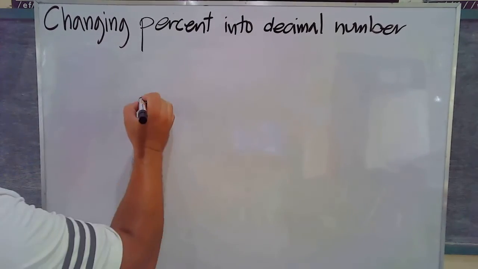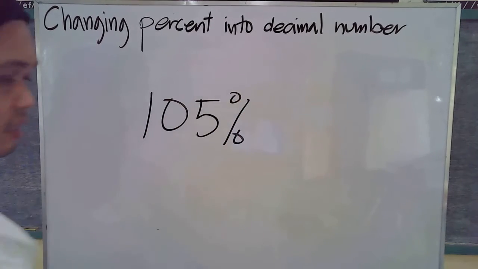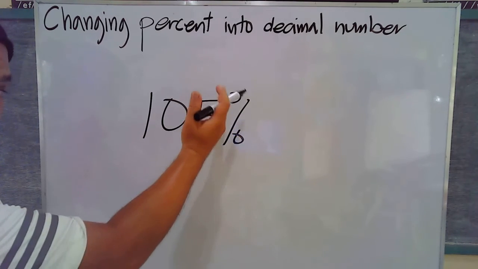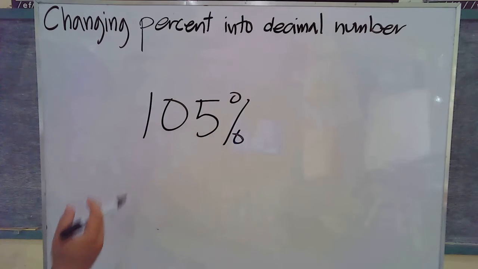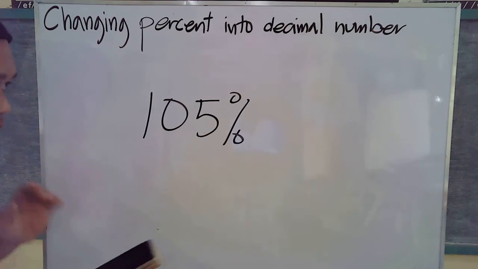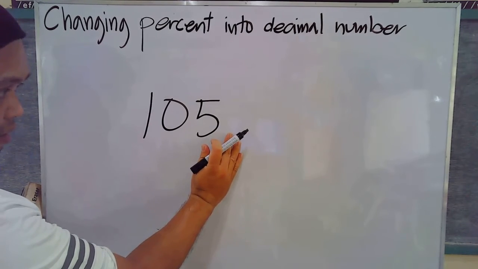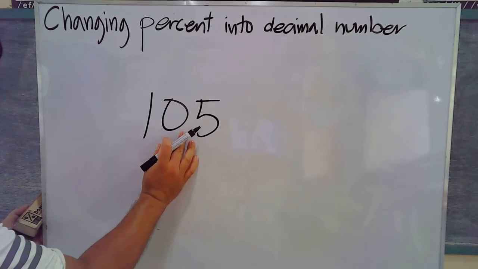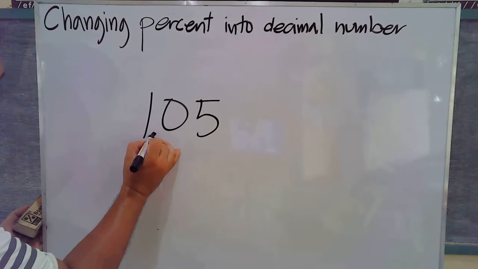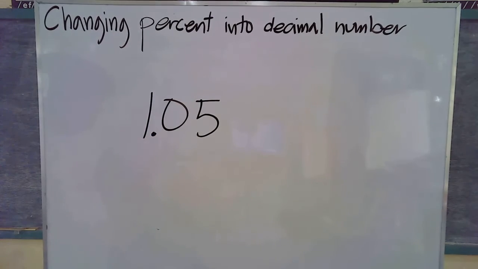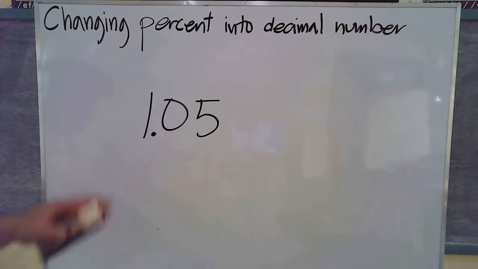How about the 105%? Now, how do we change that into a decimal number? Simple and easy. Just drop the percent sign, and from there, move the decimal point to the left. Okay, 2 steps to the left. Let's drop this percent sign, and from where it's located, let's count 2 steps to the left. 1, 2, and that will be your decimal point located. Okay, so our answer will be 1.05.